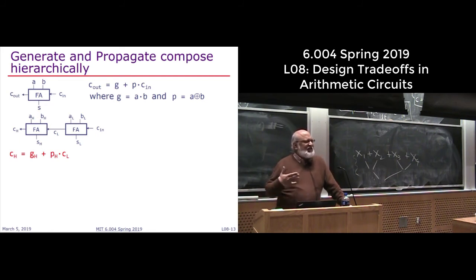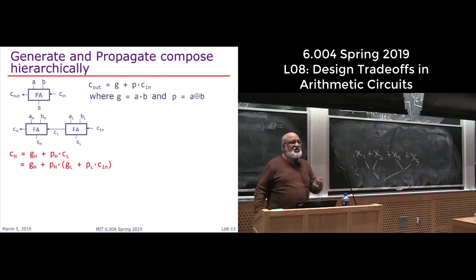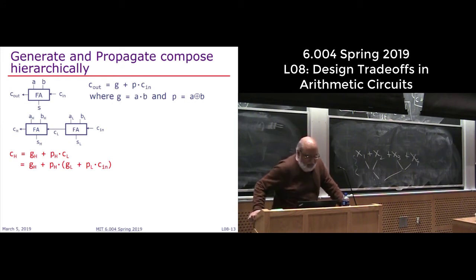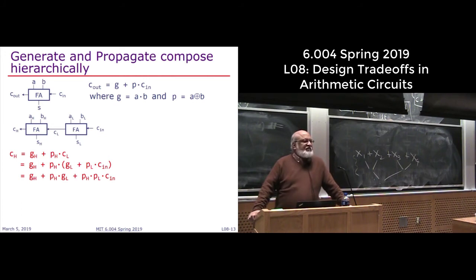It seems I'm repeating myself, right? But let's do a substitution in this. What do you know about carry low? What does it depend upon? Carry low depends upon the generative property of the low circuit plus the propagation property of the low circuit. All I did was simple algebraic substitution for CL, and now I can look at this and simplify it further. Are any light bulbs going up when you look at this?